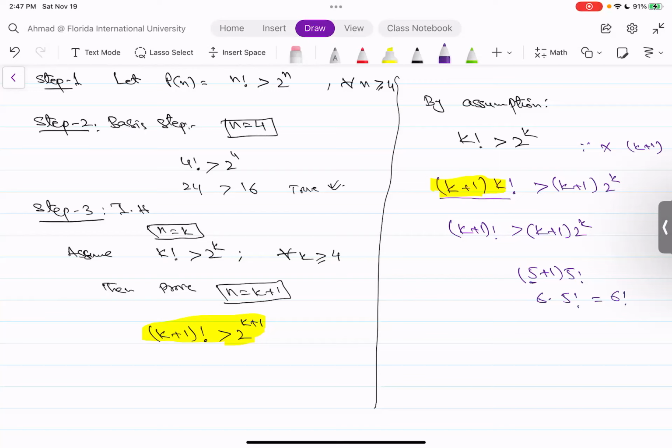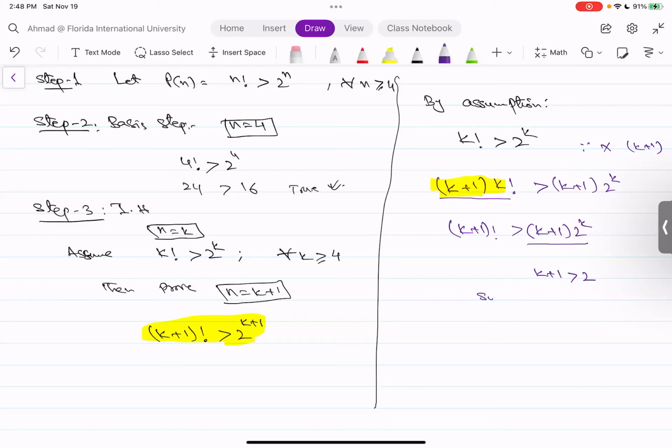So the value is the 5 plus 1 factorial. That is why this is 6, the k plus 1 factorial. And on the right hand side, we have k plus 1 times 2^k, right? Since we know from the assumptions that this k plus 1 is greater than 2, I can substitute 2 in place of the k plus 1.